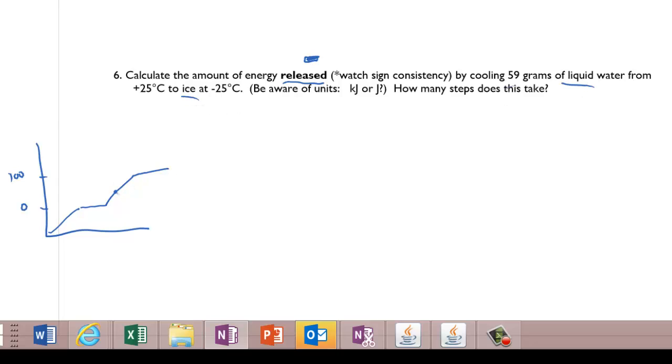So I'm going to start here, and I have to cool it. Once I get it down to 0, I have to freeze it, and then I have to cool it some more. So you're going to be able to figure out how many steps you need.